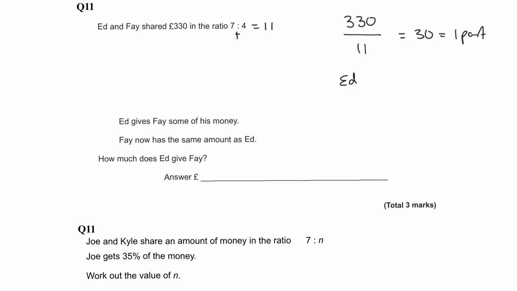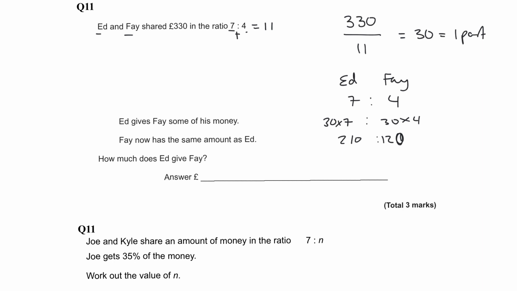So we've got Ed and then we've got Faye, and it's a 7 to 4 ratio. How you know which number is who is because Ed is mentioned first, so that one is 7, and Faye's mentioned second, so she's 4. So now to work out how much they both get, you're going to do 30 times 7 to work out Ed's amount, and that should give you 210. And to work out what Faye gets, you would do 30 times 4, which would give you 120.